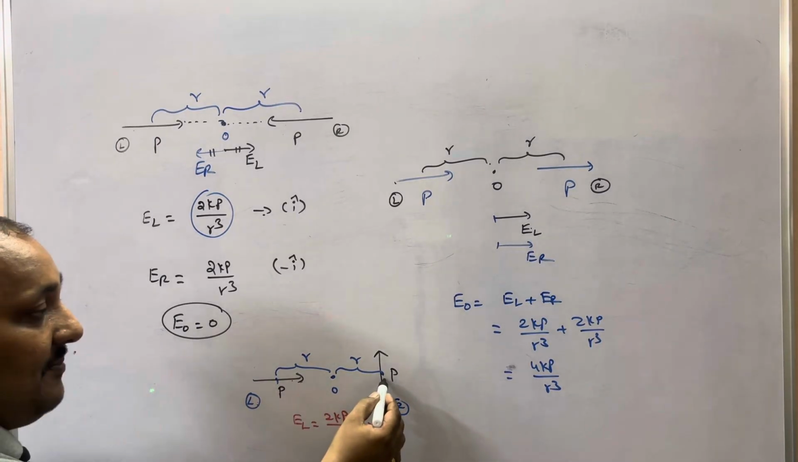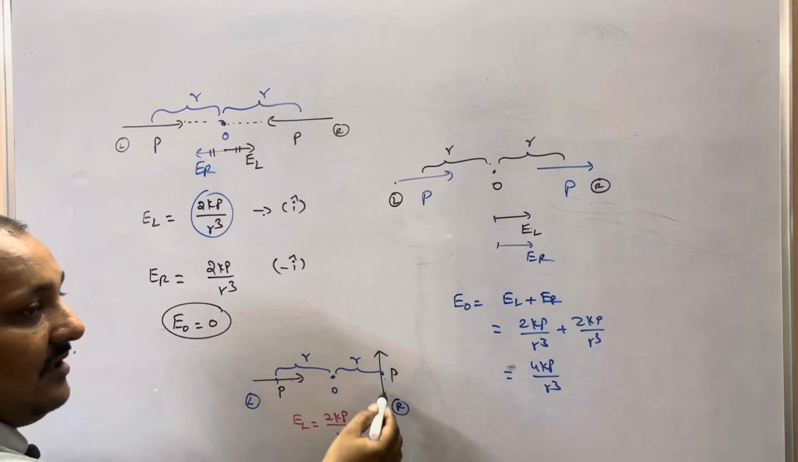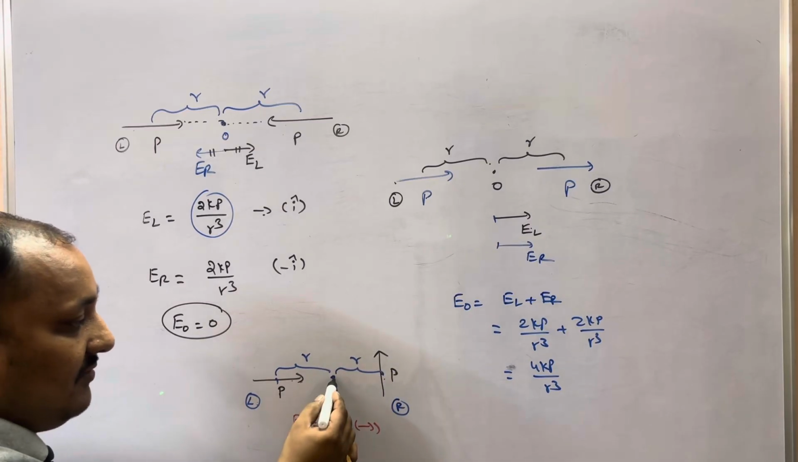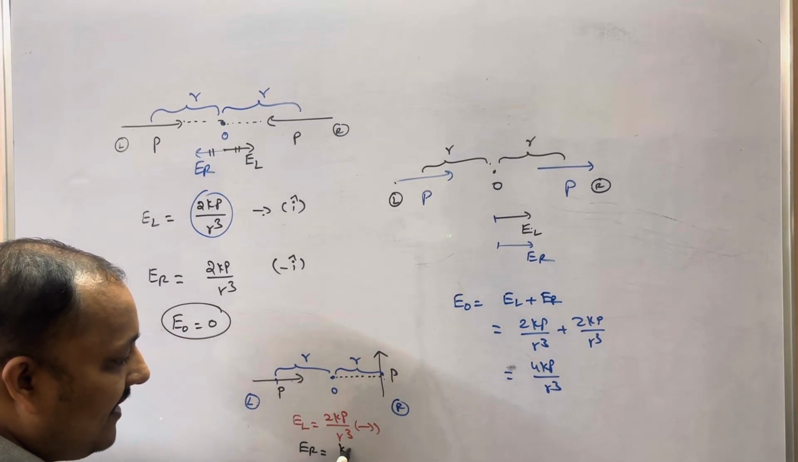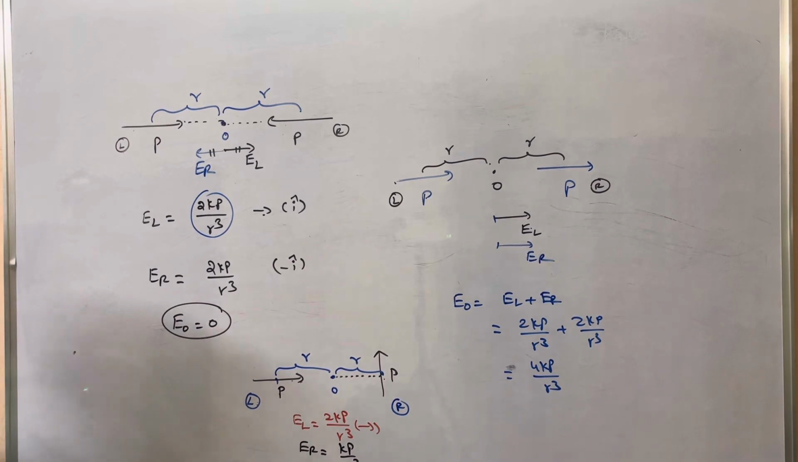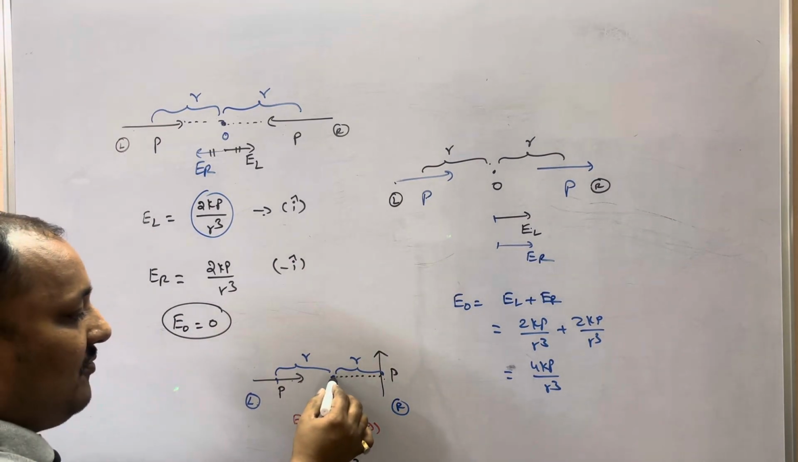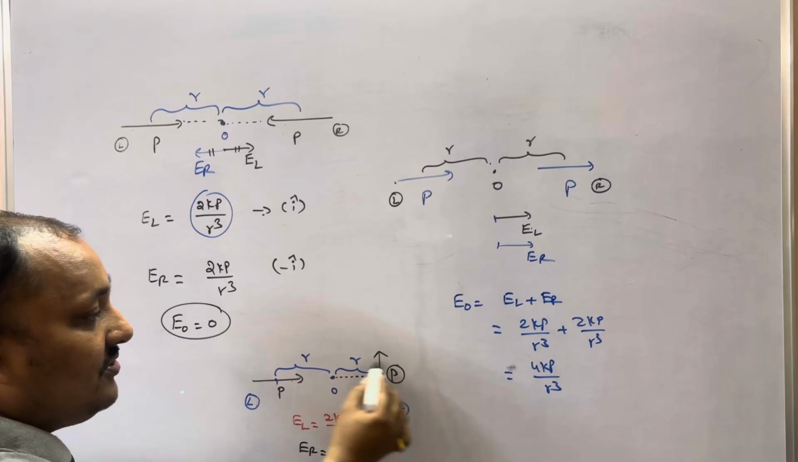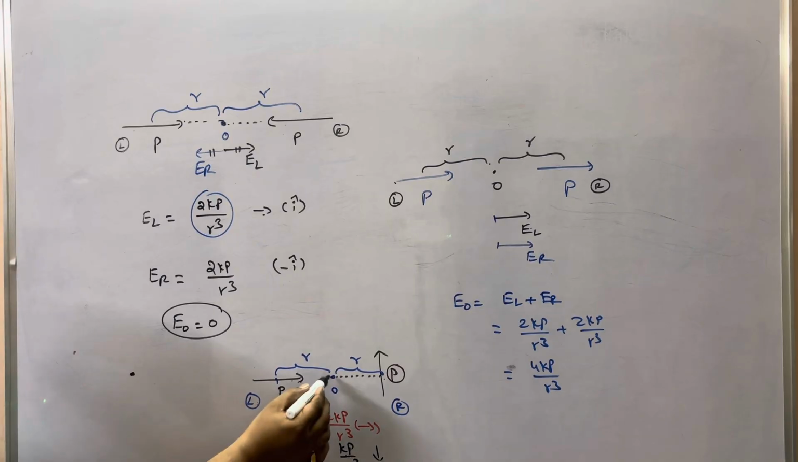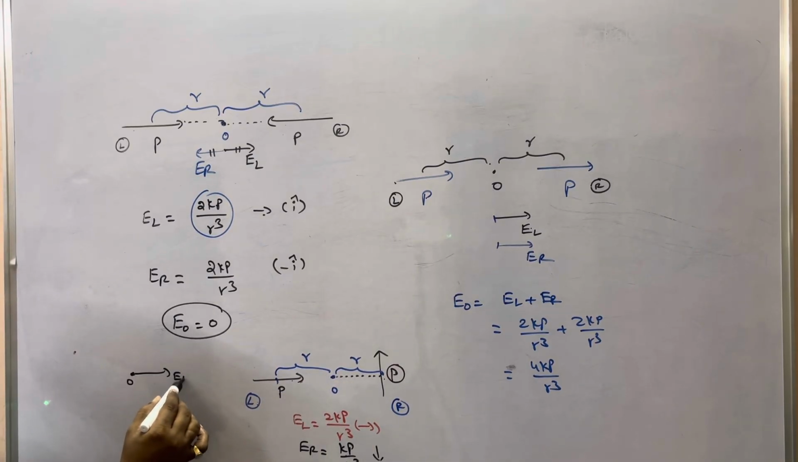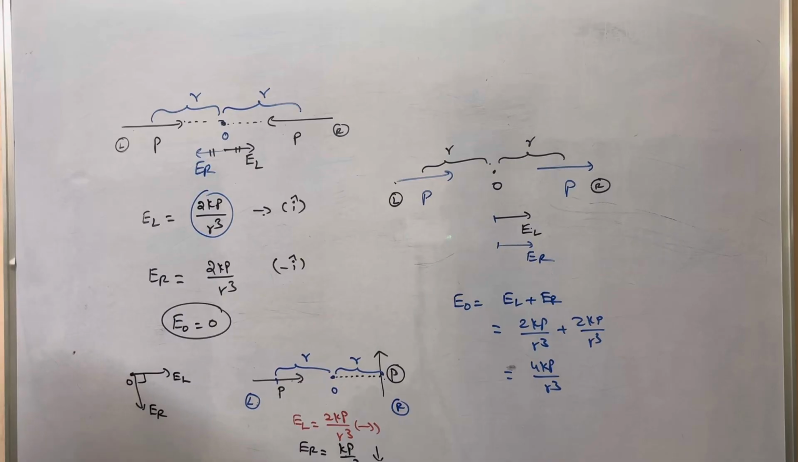Now, observe this dipole. The dipole moment is in the upward direction. Now, this point is on which line? Equatorial line. On the equatorial line, the field is kp by r cube. What is its direction? At O, its direction is opposite to the dipole moment, that is downwards. Now, how to find the resultant at O? At this point O, one field is towards the right side, another one is downwards. Therefore, the angle between these two is 90 degrees.